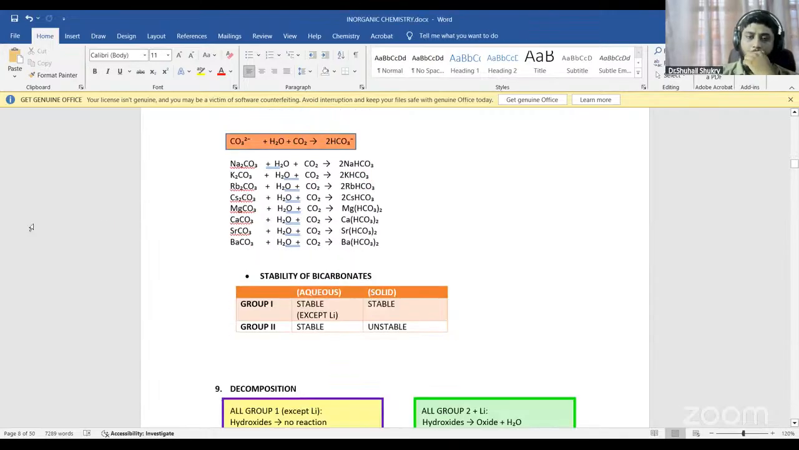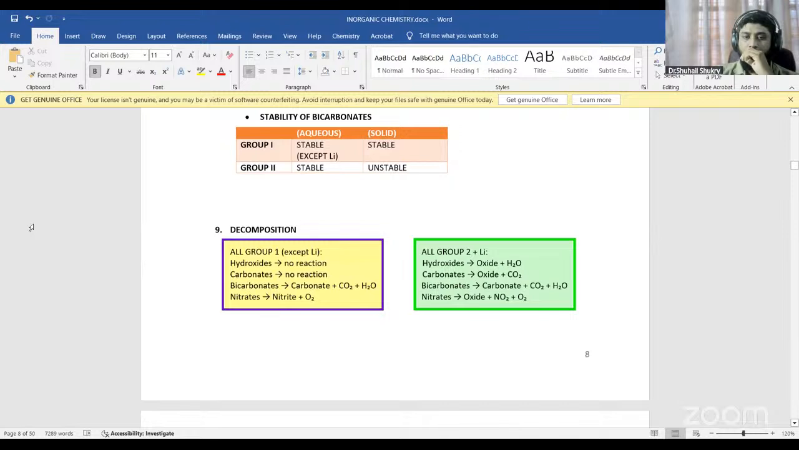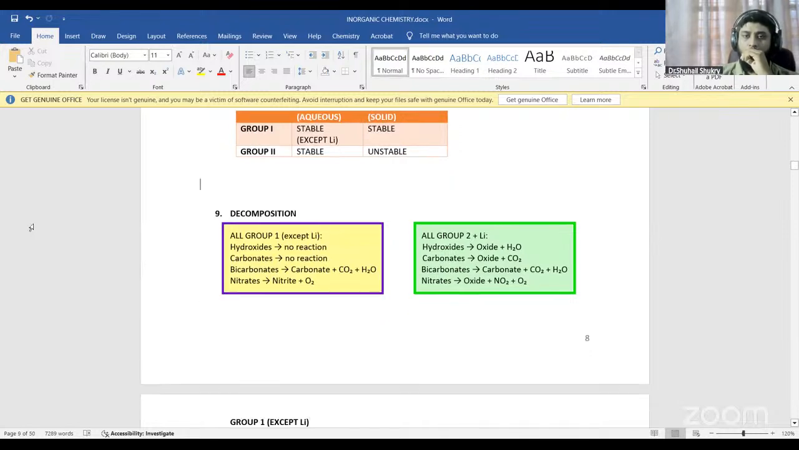Now we can go for the stability of the bicarbonates. Remember, for group 1 and group 2 bicarbonates, group 1 is stable in both aqueous and solid condition. But when you take group 2, those are stable only in aqueous condition. You have to remember that. Group 2 are unstable in solid condition.